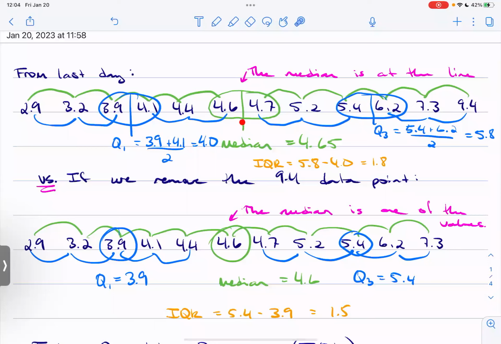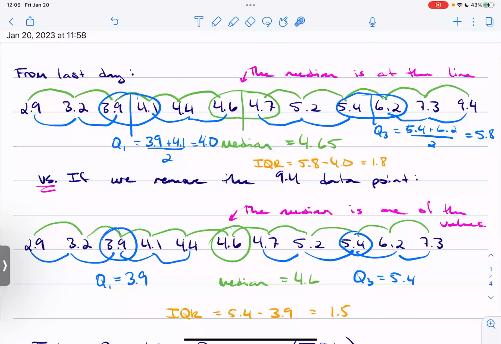In this scenario, the median was neither of these numbers. It was the average of those two numbers. And so to find Q1, which is the first quartile, we start at the 4.6. As opposed to the second scenario where we have one less data point, then I use 4.6 as the median. So then my quartiles, I have to start from 4.4 and count in, okay? So that's the key difference.